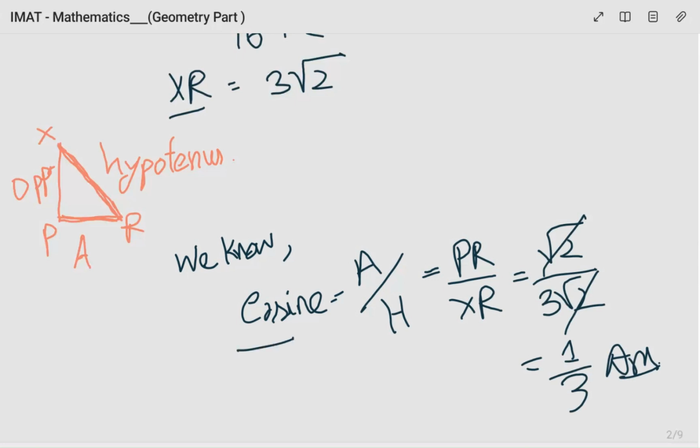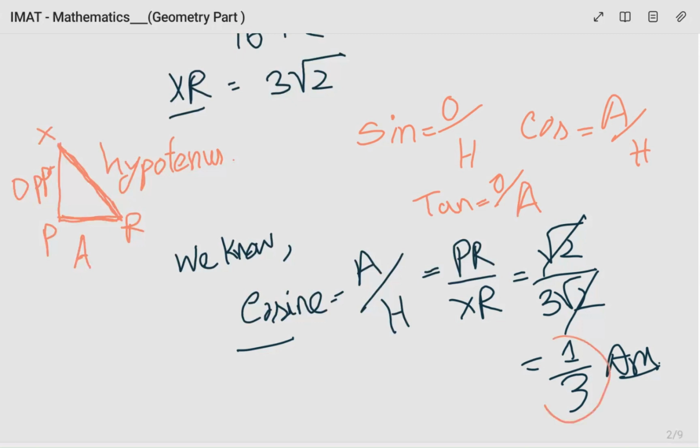So, these formulas are important. You can easily remember, like for sine equal to opposite by hypotenuse, cosine, cos equal to adjacent by hypotenuse, and for tan is opposite by adjacent. So try to remember this value. And we got 1 by 3.